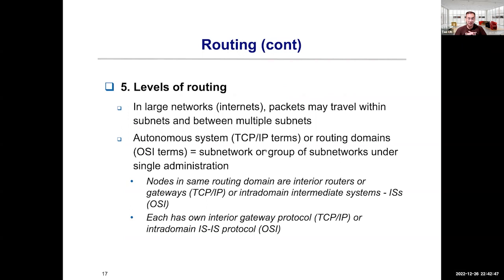So level routing, in a large network internet, a packet may travel within subnets, in between the multiple subnets. A subnet is a small cluster, like a cluster network. So within a company, there are multiple subnets. You could have a subnet for certain departments or certain organizations, and you should have to exchange pretty freely within the subnets. So an autonomous system or routing domain is a subnetwork group or subnetworks under a single administration.